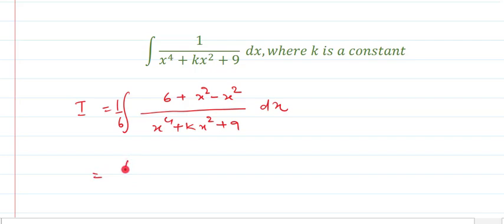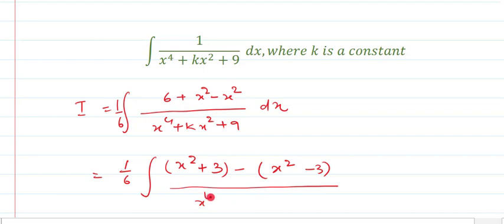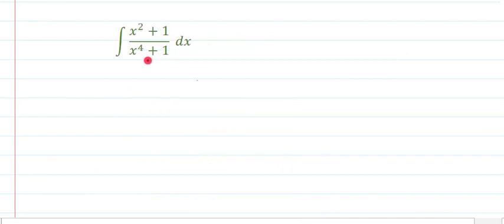Now adding and subtracting x square. So further we can write it as 1 upon 6 times x square plus 3 as one term, and another term, taking negative common, we are left with x square minus 3 upon the same term x power 4 plus kx square plus 9 dx. And now segregate the terms. The question is very same as I just explained. So this is the first example in front of you, and I have faith in you that you can solve this problem very easily.